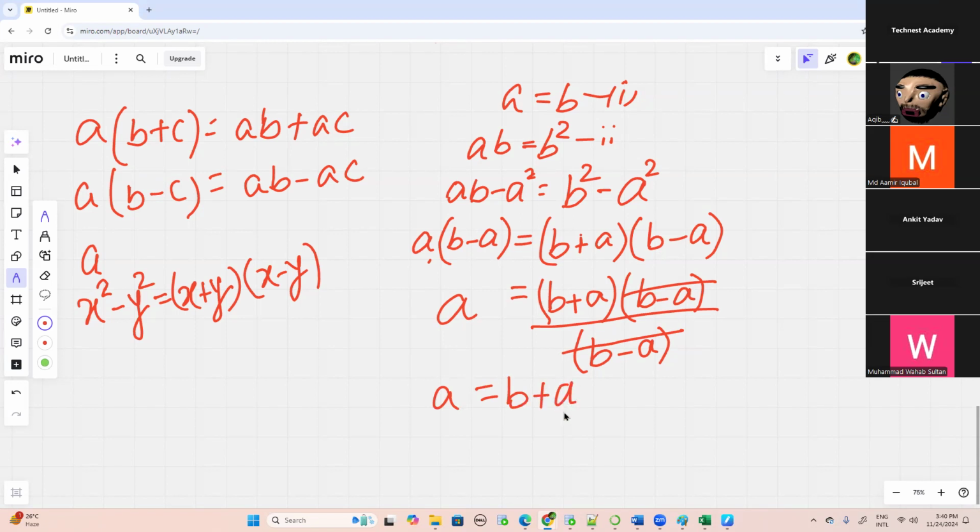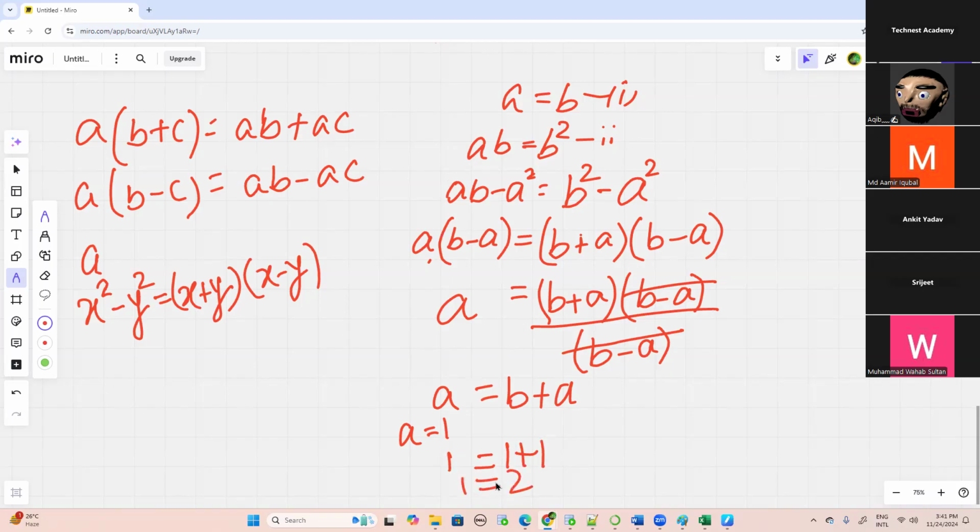Now assume that the value of A is 1. So if the value of A is 1, in equation 1 I have written A equals B, so the value of B will also be 1. Right. So now if I substitute it here, A equals 1, B value will also be 1, plus 1. So now 1 plus 1 is 2. It means 1 equals 2.